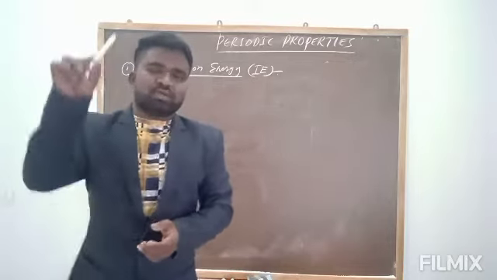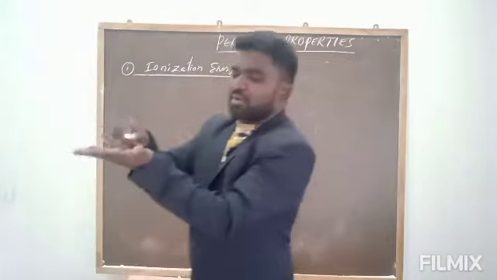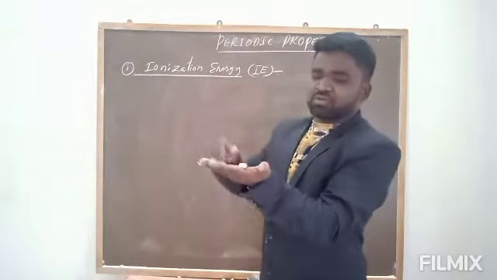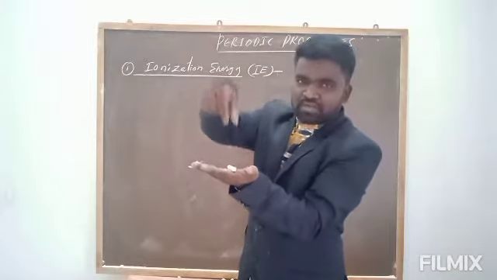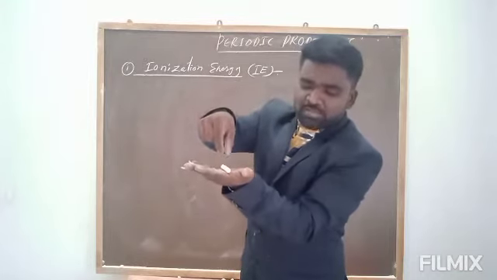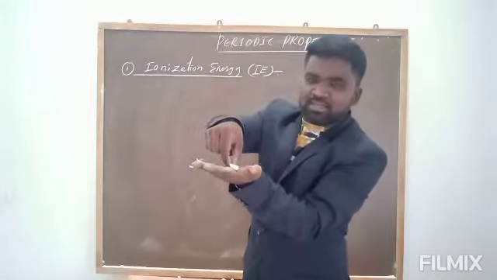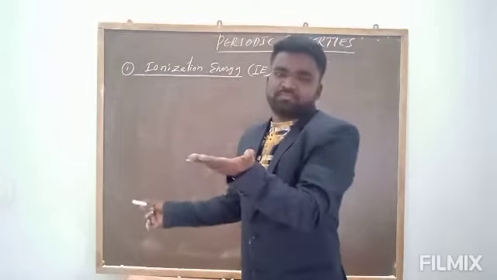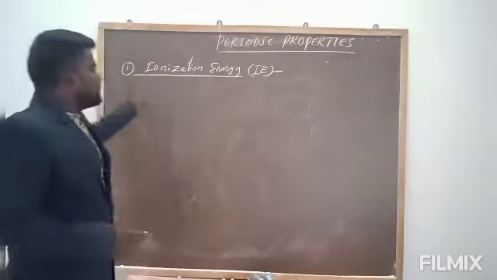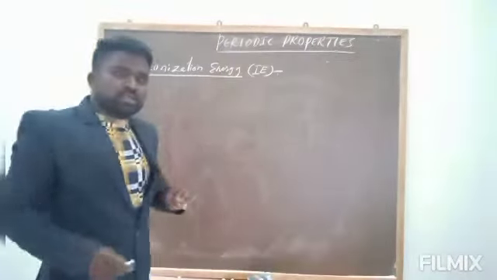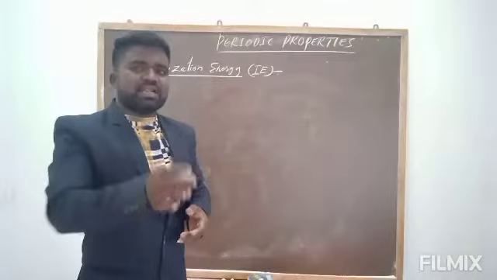For example, the chalk piece is on my hand. Now I am going to remove the chalk piece. So here I have to use some amount of energy. By using some energy, I lifted the chalk piece and removed it. In the same way, here also we need some energy to remove an electron from the valence shell.